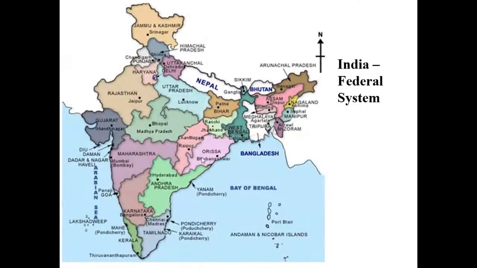Okay, so here are some examples. India is a federal system. I believe they call them states in India. Does anybody know how many there are? 29. 29, okay.